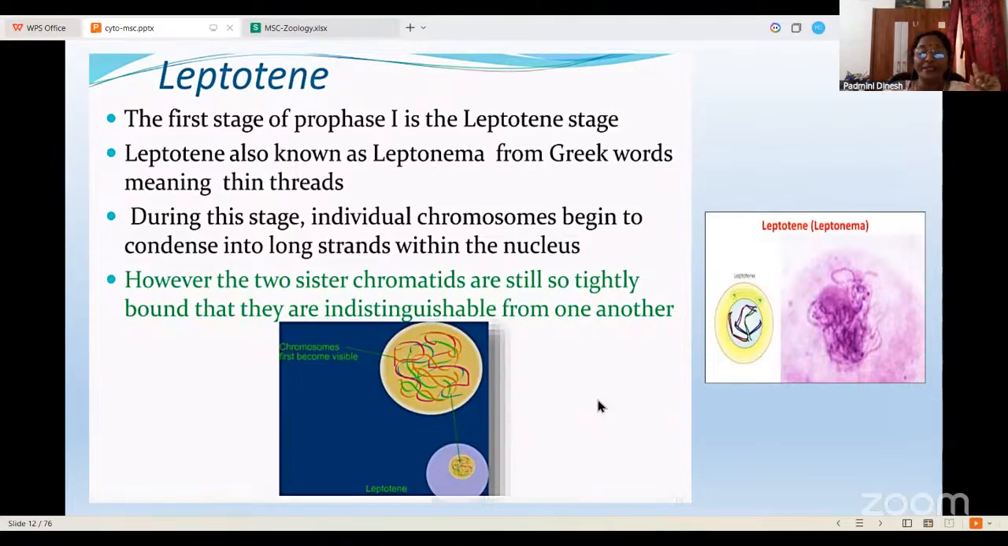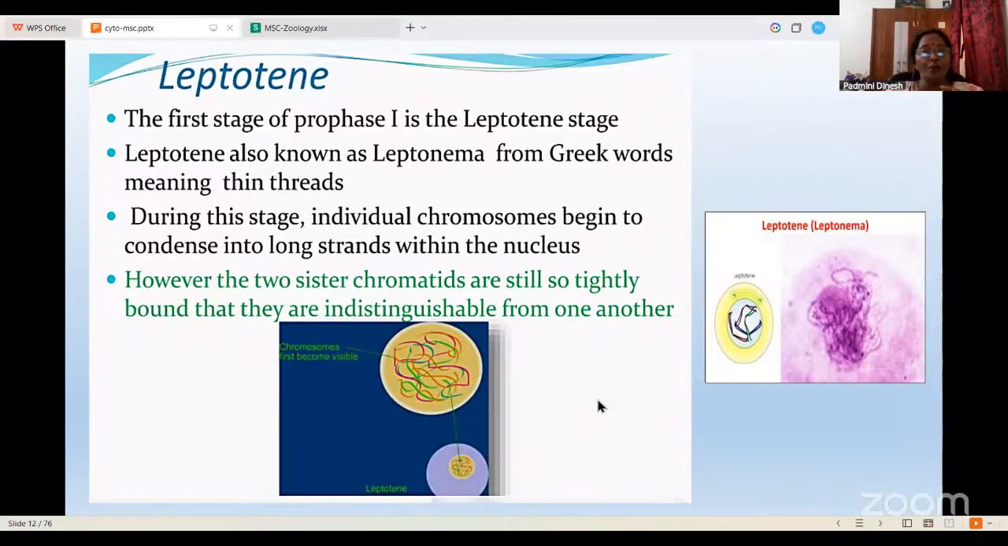Now what I want you all to understand is, when you're talking about the chromosomes, the chromatid, when it is not in the S phase, it is a chromatid. But during S phase, this chromatid will duplicate itself. Now that becomes sister chromatids. These sister chromatids are tightly bound and not distinguishable from one another. You cannot see them separately. They are tightly bound, so it feels like you have only a single chromosome over there. So this is the leptotene stage.